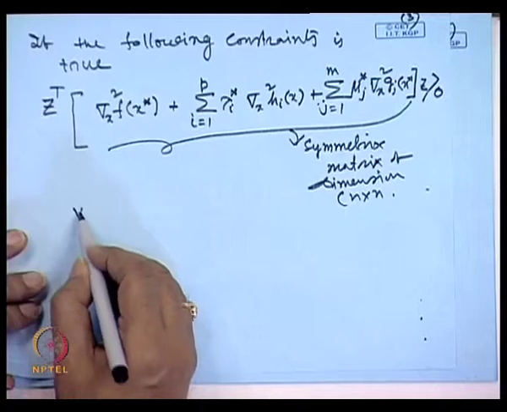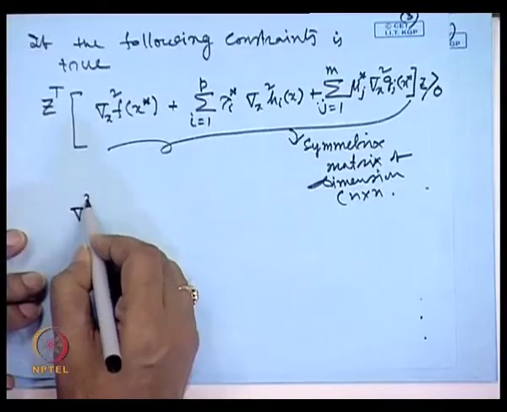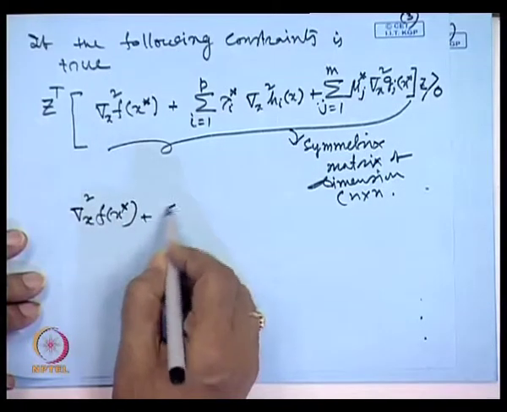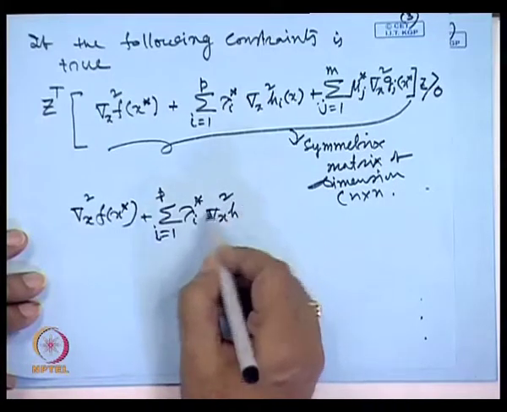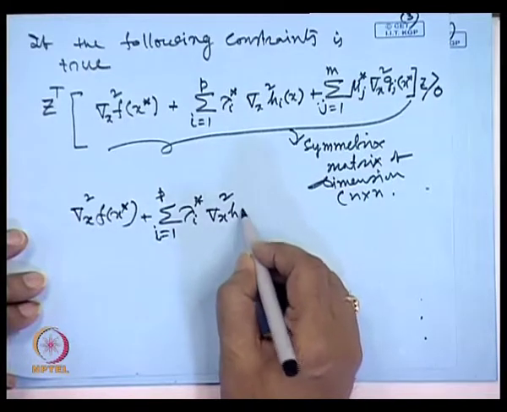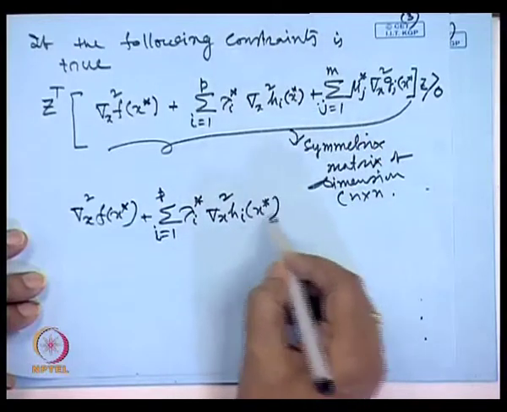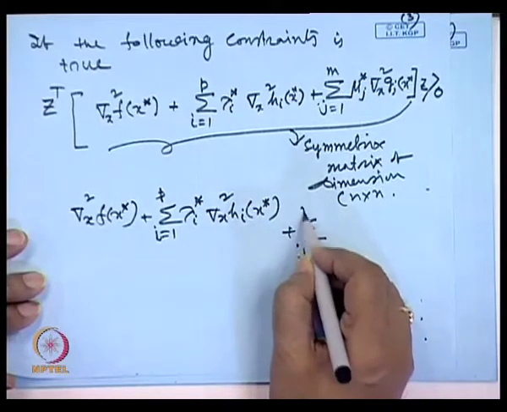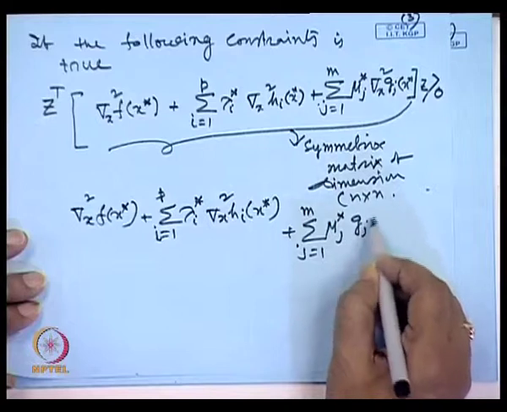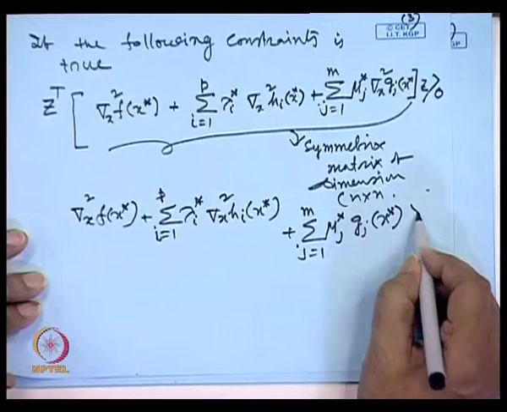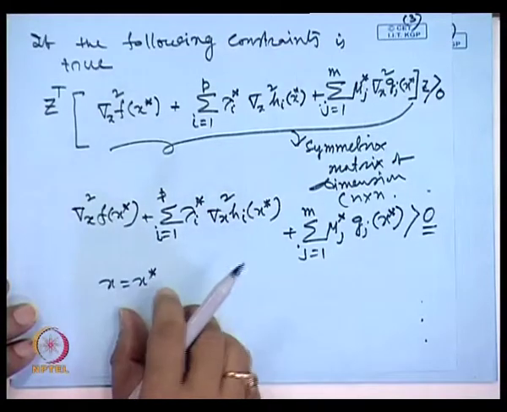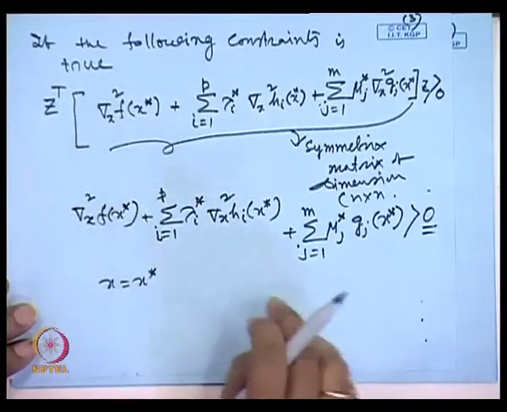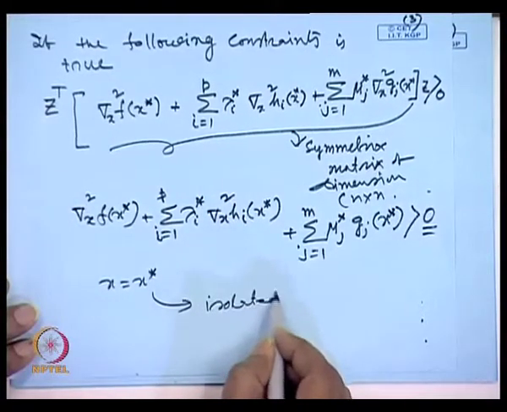So our condition is that, in order for x equal to x star to be a minimum point, this must be a positive definite matrix: the Hessian of f at x star, plus the summation for i equal to 1 to p of lambda_i star times the Hessian of h_i, plus the summation for j equal to 1 to m of mu_j star times the Hessian of g_j at x star. This matrix must be greater than 0, meaning it should be positive definite. Then x equal to x star gives the minimum value of the function, and that point is an isolated optimum point.